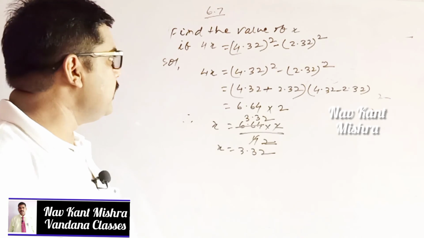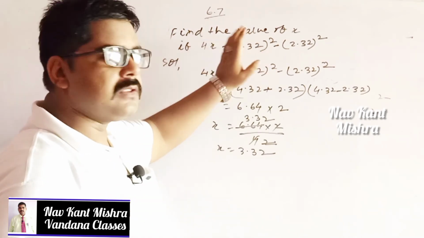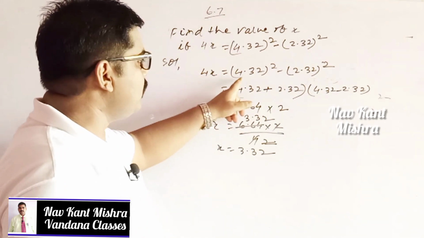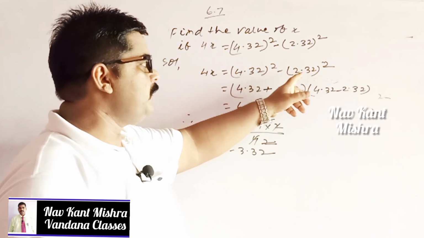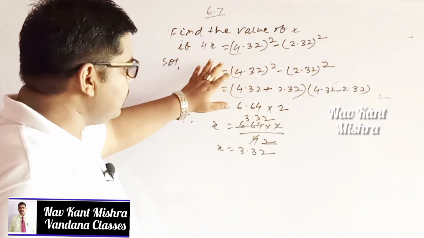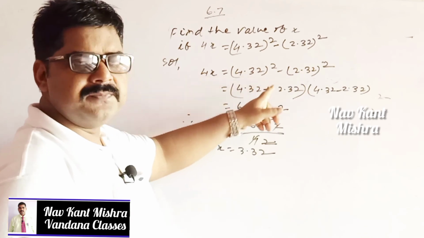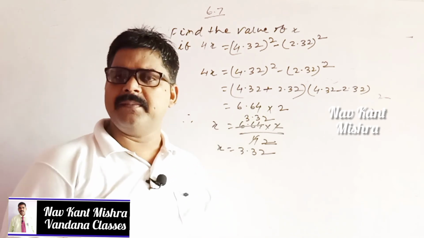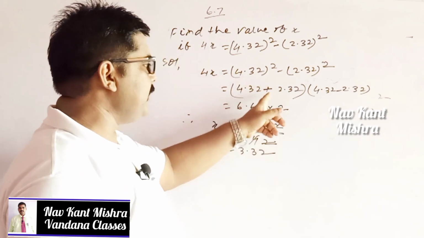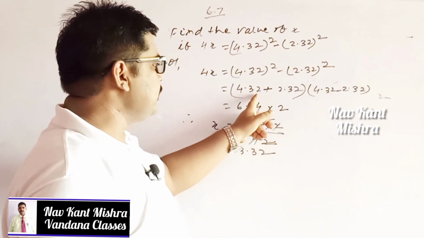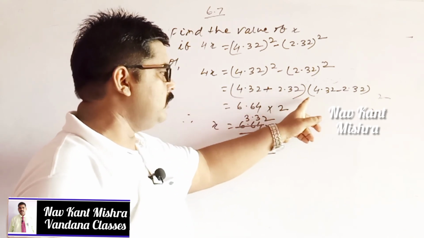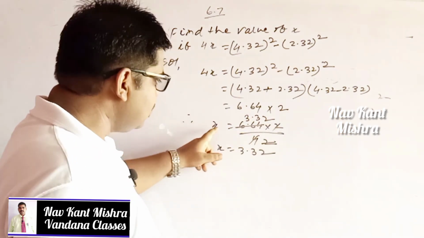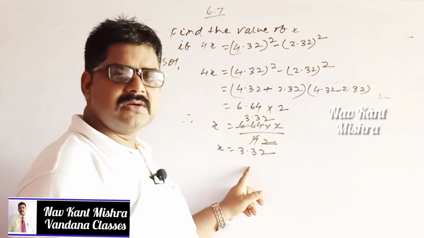Similarly, you can see that if you need to find the value of x in this equation that has been given, then 4x is equal to (4.32) whole square minus (2.32) whole square. This is also a similar type of question. You have to use a square minus b square, and you know very well that this formula is equal to (a plus b) into (a minus b). So you have to apply the similar method: (4.32 plus 2.32) into (4.32 minus 2.32), and on simplification you get x is equal to 3.32.